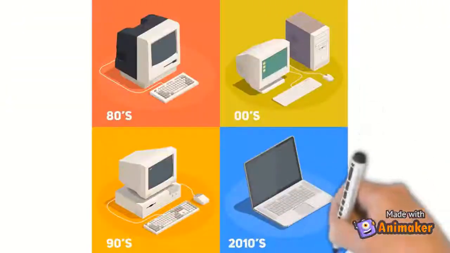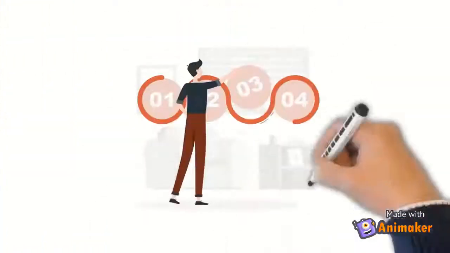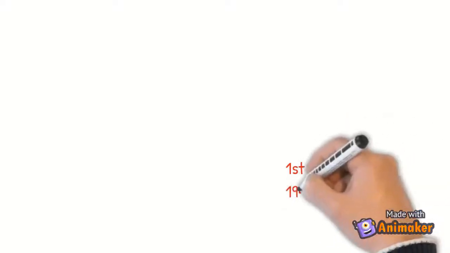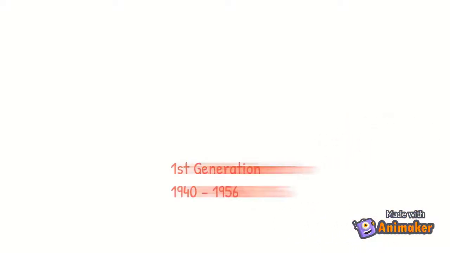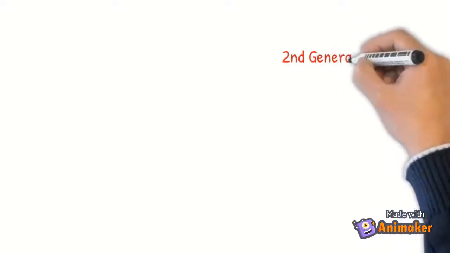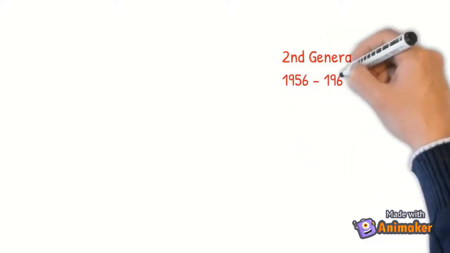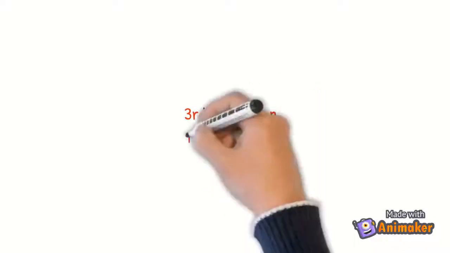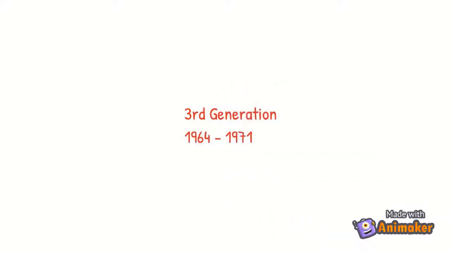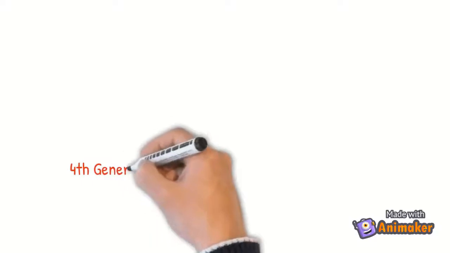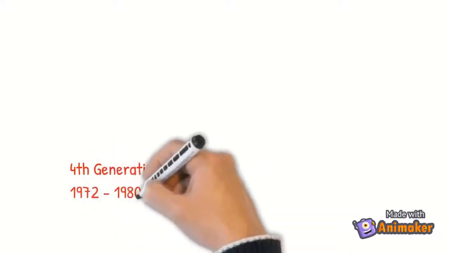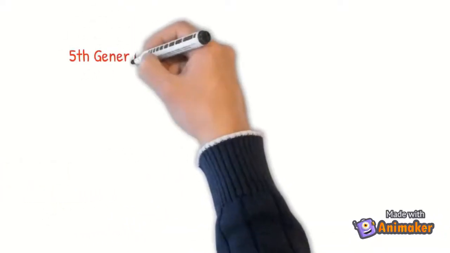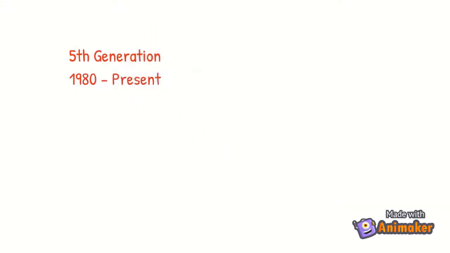a technology used during its evolution, and is divided into 5 generations. The first generation of computers falls between the years 1940 to 1956, while the second generation of computers falls between the years 1956 to 1963. The third generation of computers falls between the years 1964 to 1971. And the fourth generation of computers falls between the years 1972 to 1980. The fifth generation is considered from 1980 onwards to the present day.